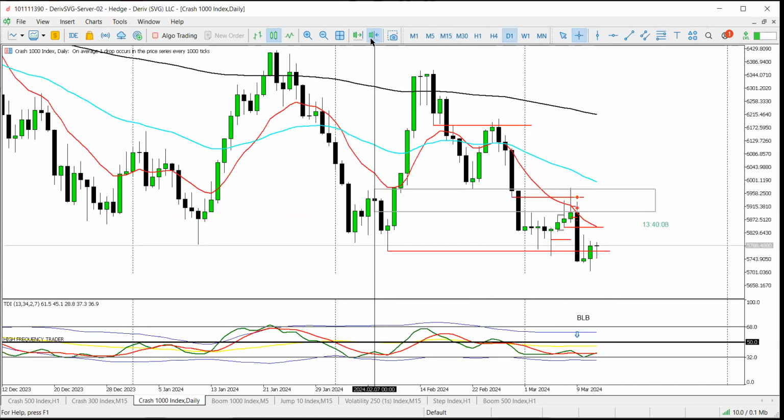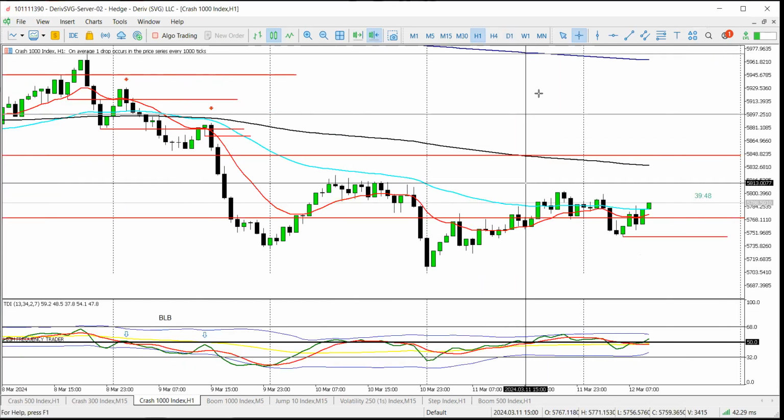Looks like we are retracing. I would still love to sell, but right now it looks like price might retrace to this area. I think we spoke about this yesterday as well, and we didn't have a trade just based on this. So I'd love to get price into this area so that we can get a better entry. So for now, I do not have anything solid.